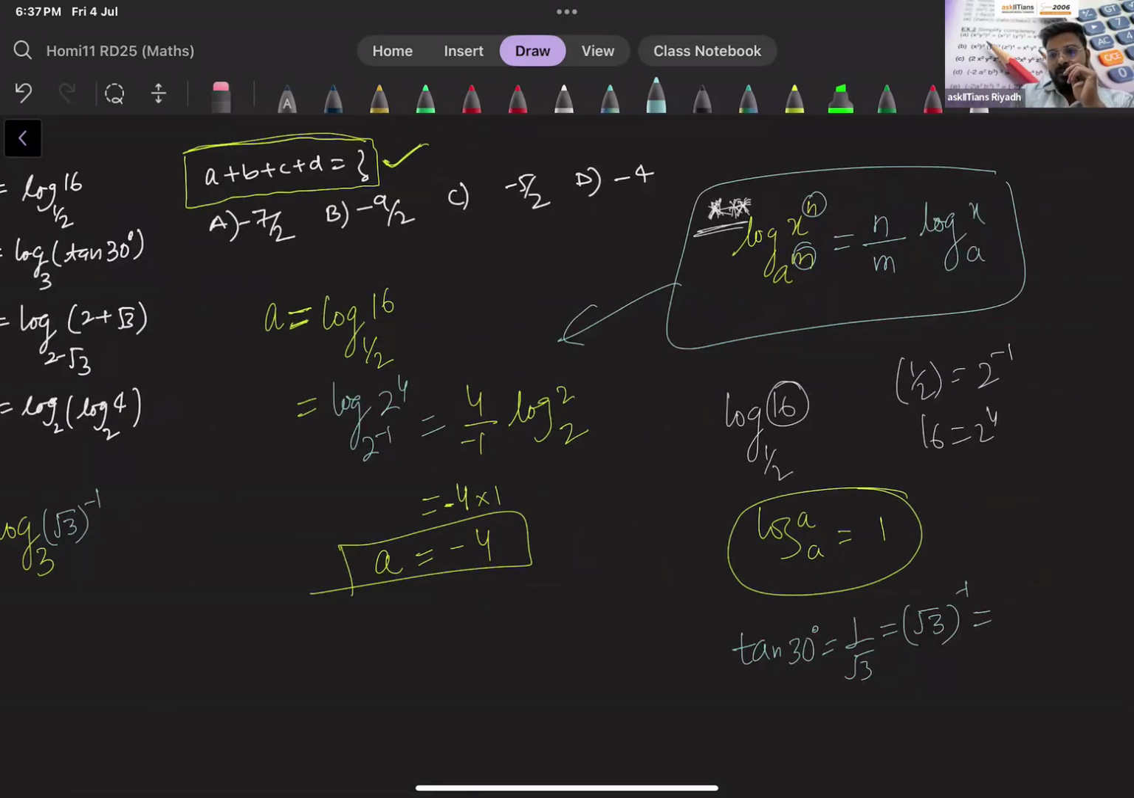Look here, all of you. Root 3 raised to the power minus 1 can be written like this: 3 to the power minus 1 over 2. What do you think, is it correct or not? Sir, can root 3 be written this way? The value of a is minus 4, right? The final value is minus 4? Okay.